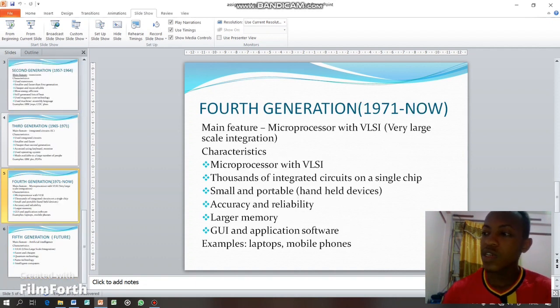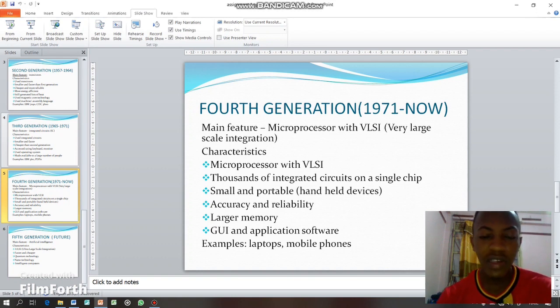Moving to the fourth generation, which spanned from 1971 up to date. The main feature is very large scale integration. Very large scale integration refers to very many transistors embedded on a single chip. So that's basically what I can say about VLSI.